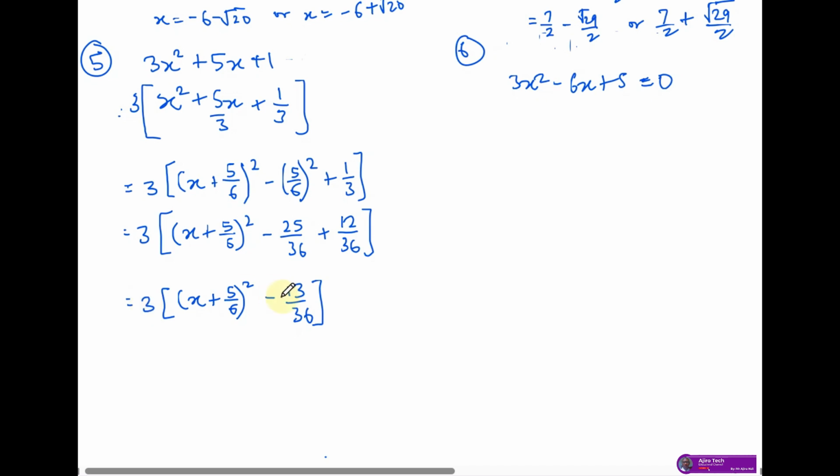Then I can bring this 3 back, equal to 3 into the bracket, 3 into x plus 5 over 6 squared, negative, this 3 into this 3 cancel 36, I will be left with 12 in the denominator, so 13 over 12. There is no equal to, it's an expression. This one is an equation, number 6, it's an equation. So how do I solve it if it is an equation?